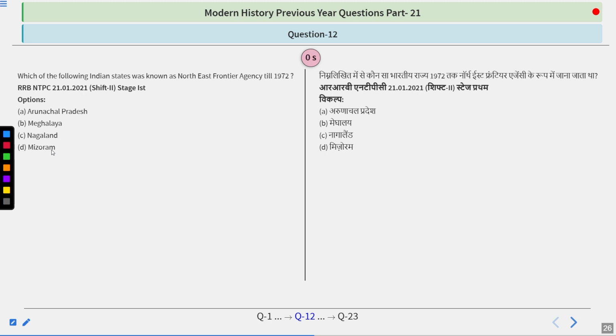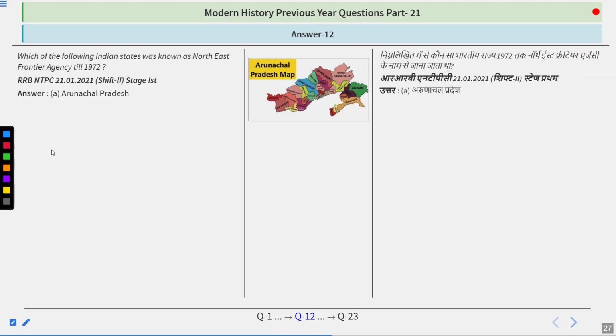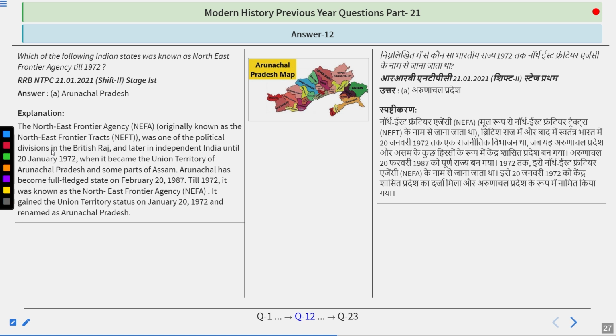And I guess the answer you are looking for is quite right, because the answer is Arunachal Pradesh. Northeast Frontier Agency, originally known as the Northeast Frontier Tracts, was one of the political divisions of the British Raj. And later in independent India until 20th January 1972, when it became the Union Territory of Arunachal Pradesh and some parts of Assam, Arunachal has become a full-fledged state on 20th February 1987.